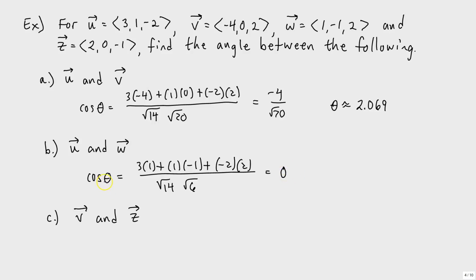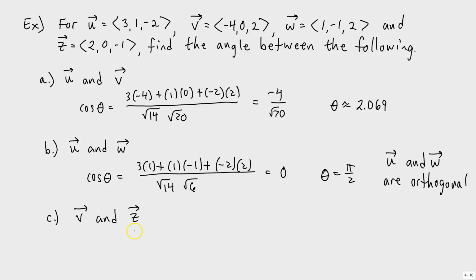So cosine equals 0 at pi over 2. Remember, our angles are only 0 to pi. So we would say vector u and vector w are orthogonal, because the angle between them is pi over 2.